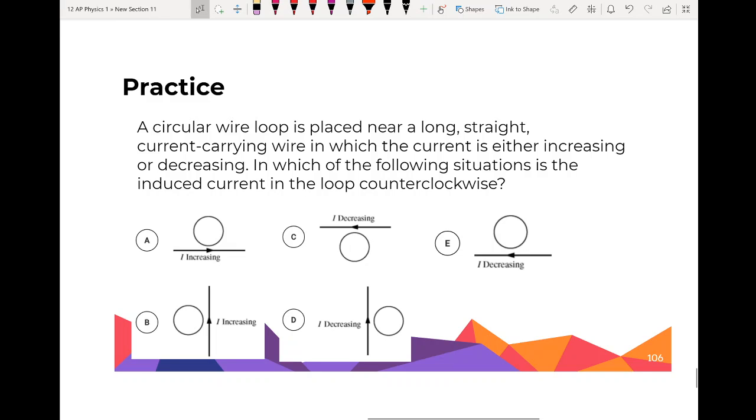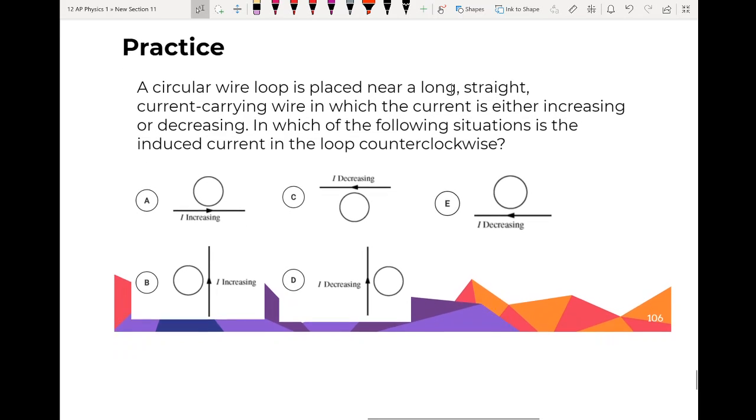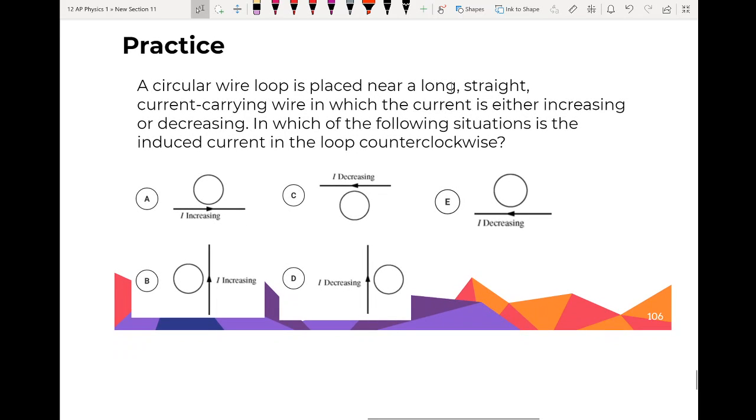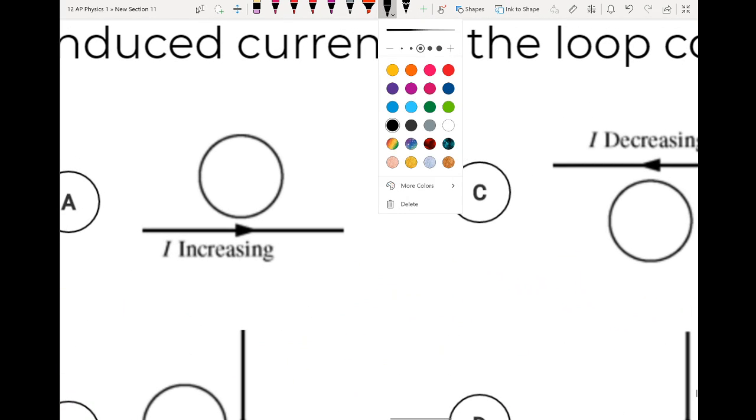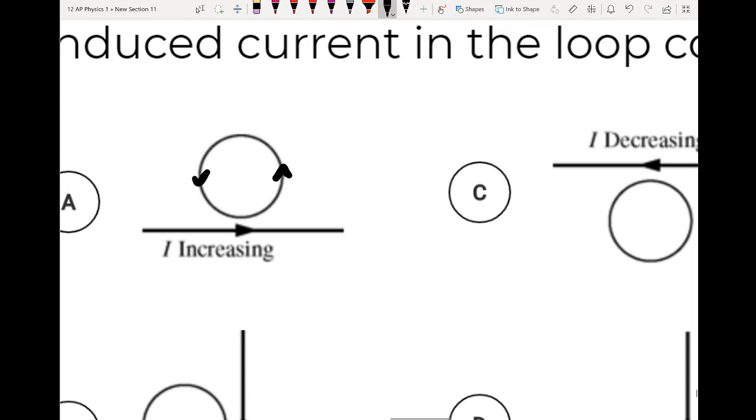In this case, I think we should best go about this by going one by one and thinking about what we're looking at. We want to know in which of the situations is the induced current in the loop counterclockwise. So I'm going to draw in, choose one, and say counterclockwise as if we are going in this direction. And if we are going in this counterclockwise direction, I'm going to use my second right-hand rule. My thumb is in the direction of the current.